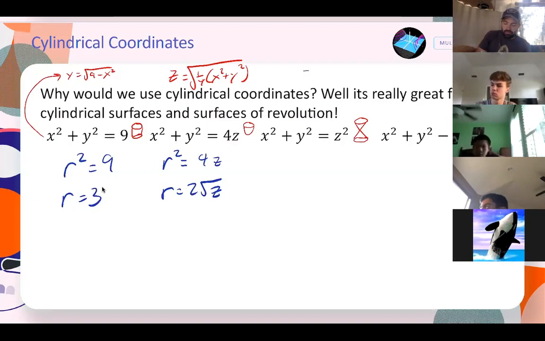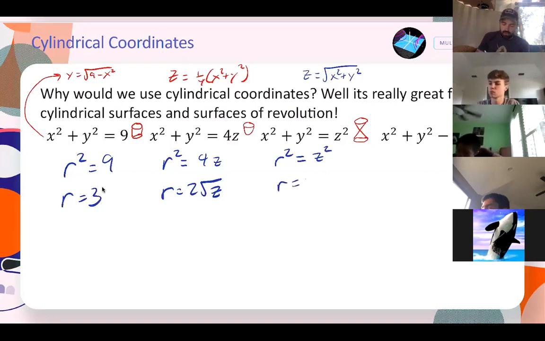Which again, I could solve this. Z equals the square root of x squared plus y squared or something. That's going to be a similar issue. Oh, I just realized on that last one, this should be not square rooted. That's going to be a similar issue on the last one, though. It's going to be difficult to deal with because of the x squared plus y squared part. But notice x squared plus y squared is r squared. Z squared is just z squared. So this is r equals z.